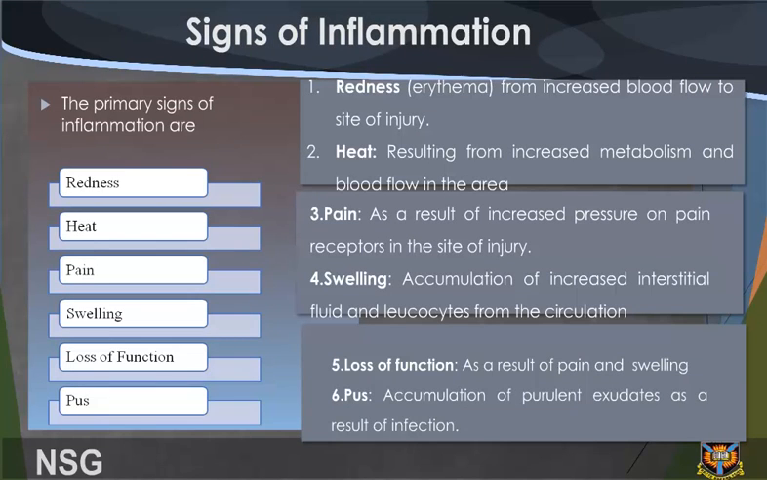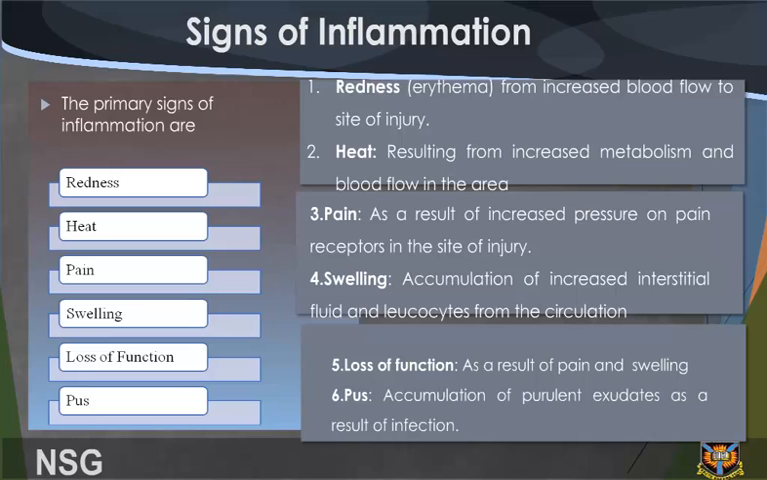Signs of inflammation. The primary signs of inflammation are redness, heat, pain, swelling, loss of function, pus. 1. Redness, erythema, from increased blood flow to site of injury. 2. Heat, resulting from increased metabolism and blood flow in the area. 3. Pain, as a result of increased pressure on pain receptors in the site of injury.